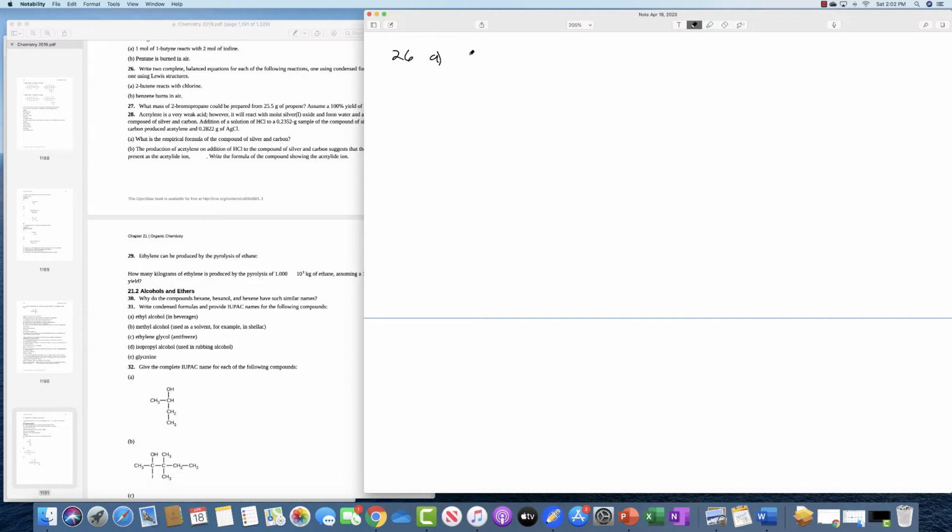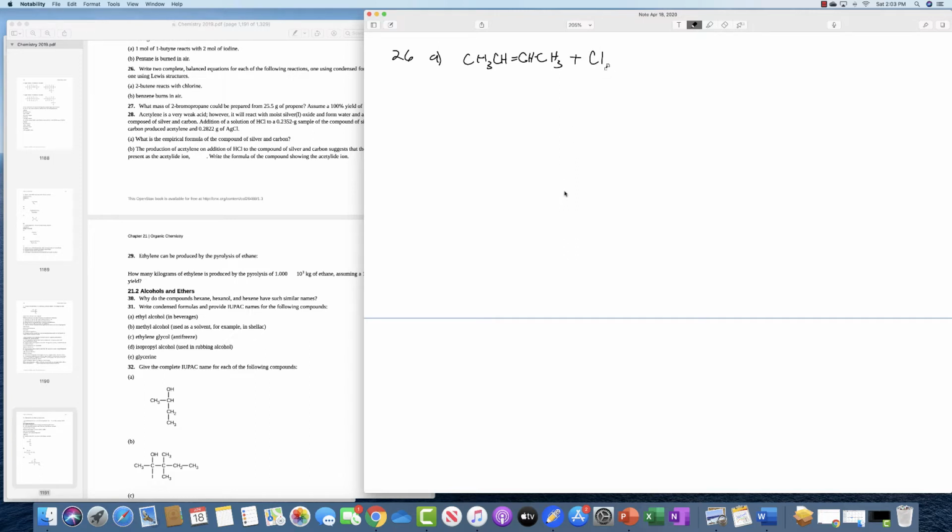So 2-butene looks like this. Between the 2 and the 3 carbon is going to be a double bond, okay? And so it's going to look something like that. And then you have 1, 2, 3, 4, so that's butene. 2-butene has a double bond here. And to that, you're going to add chlorine.